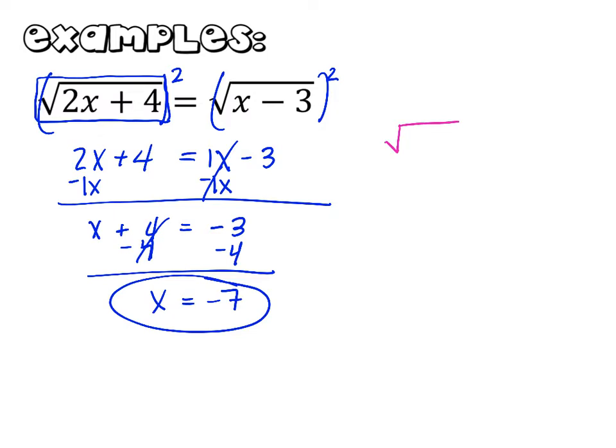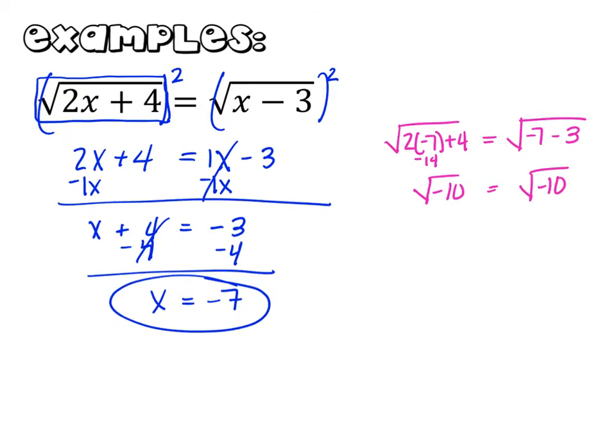The square root of 2 times negative 7 plus 4, is it actually the same as the square root of negative 7 minus 3? Well, that's negative 14 plus 4. So this is the square root of negative 10. And the other side is the square root of negative 10. So my first question is, are those two sides equal? Well, yeah, they're exactly the same.